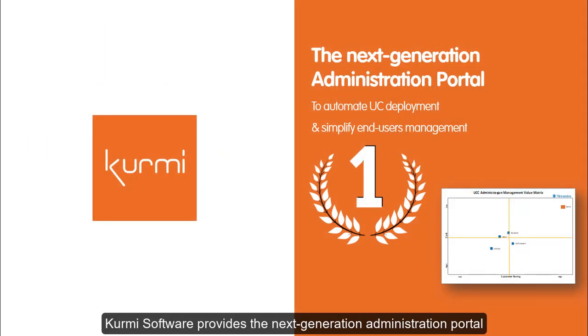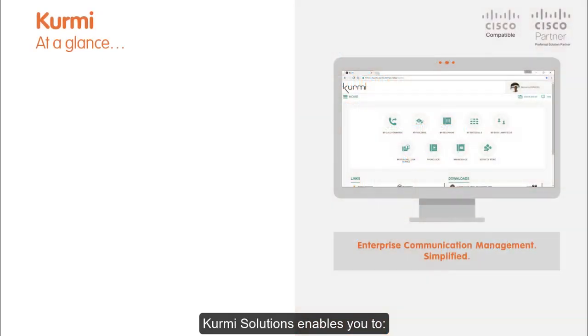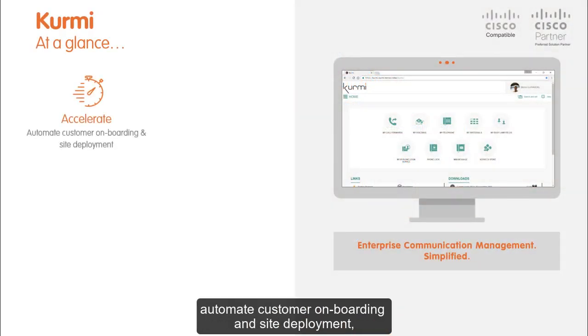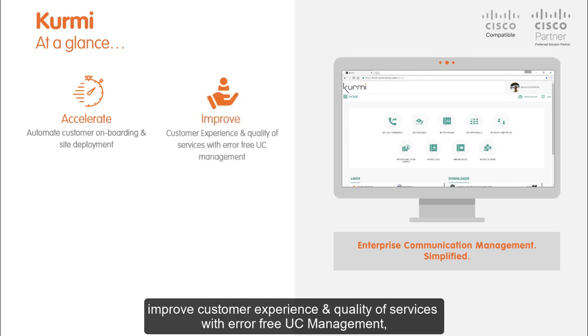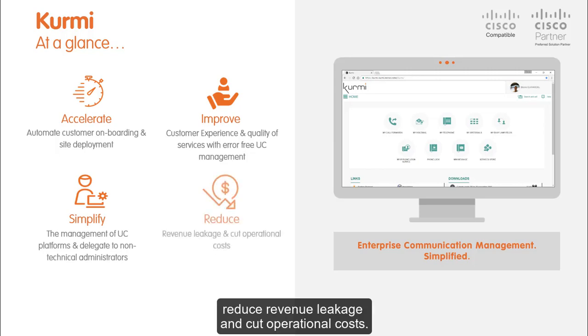Kurmi Software provides the next generation administration portal to automate UC deployment and simplify end-user management. Kurmi Solutions enables you to automate customer onboarding and site deployment, improve customer experience and quality of services with error-free UC management, simplify the management of UC platforms and delegate to non-technical administrators, reduce revenue leakage, and cut operational costs.